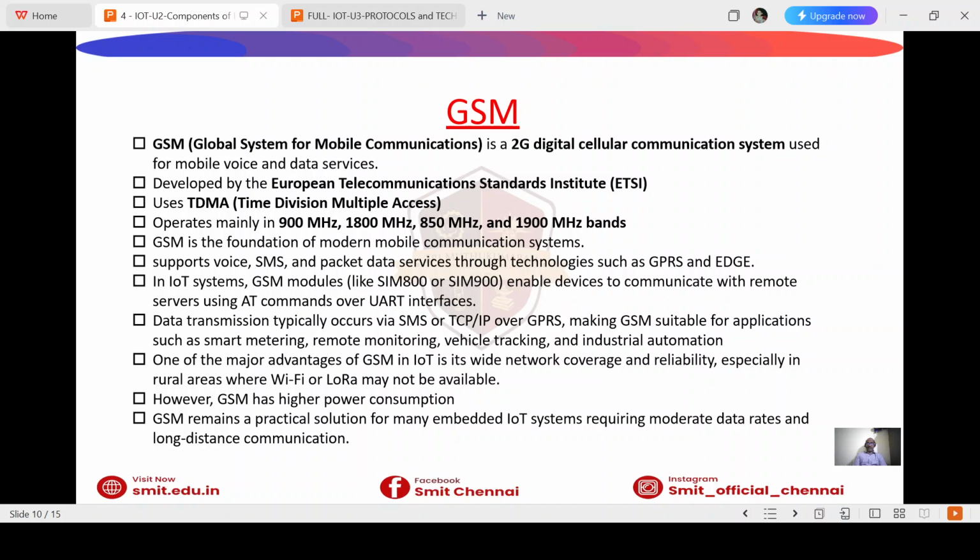GSM is a 2G digital cellular communication system used for mobile voice as well as data services. See, it's basically used mainly for mobile voice as well as data services, which is what we are using for the GSM module. It's developed by the European Telecommunications Standards Institute.